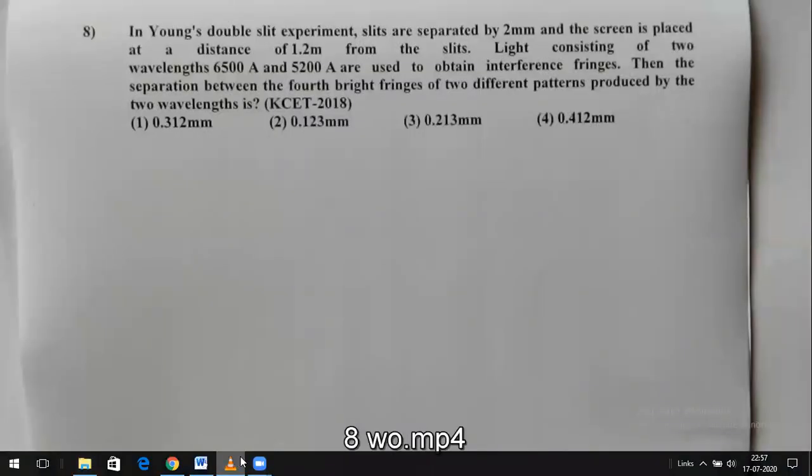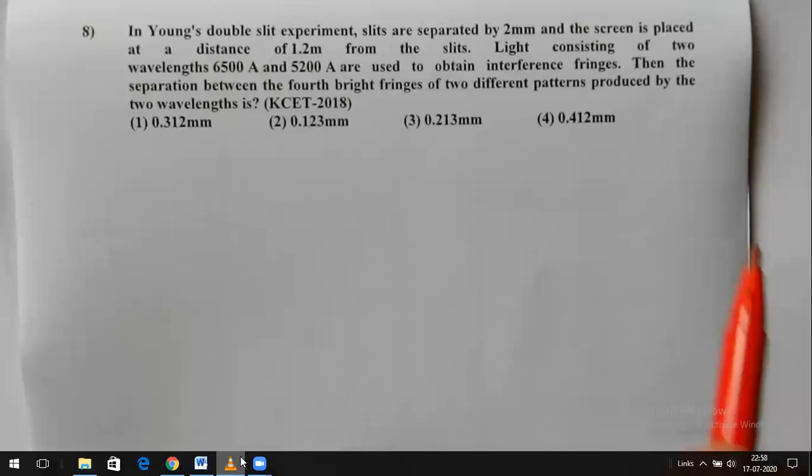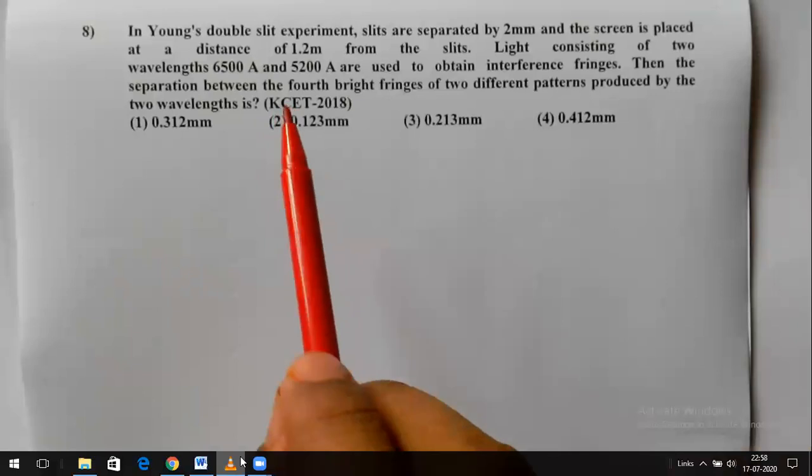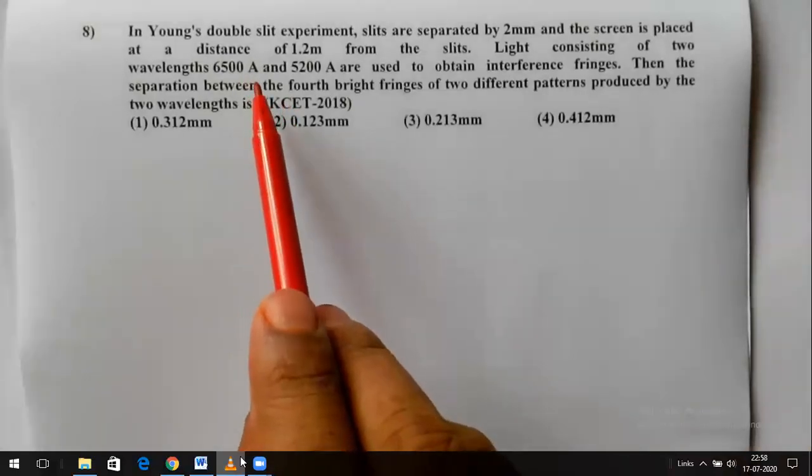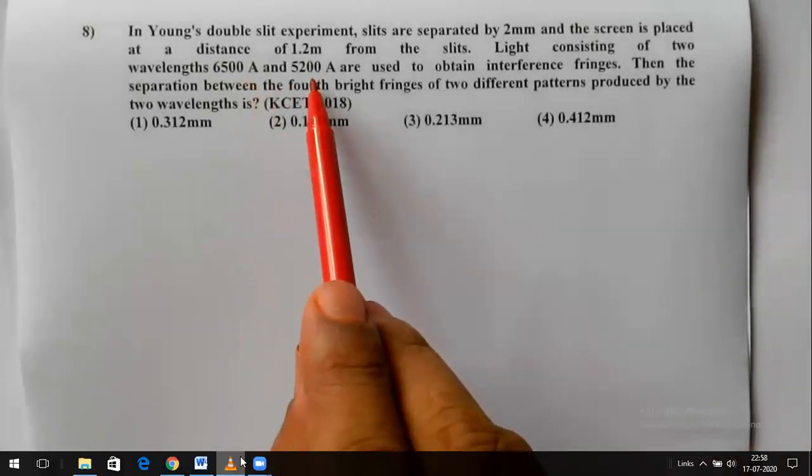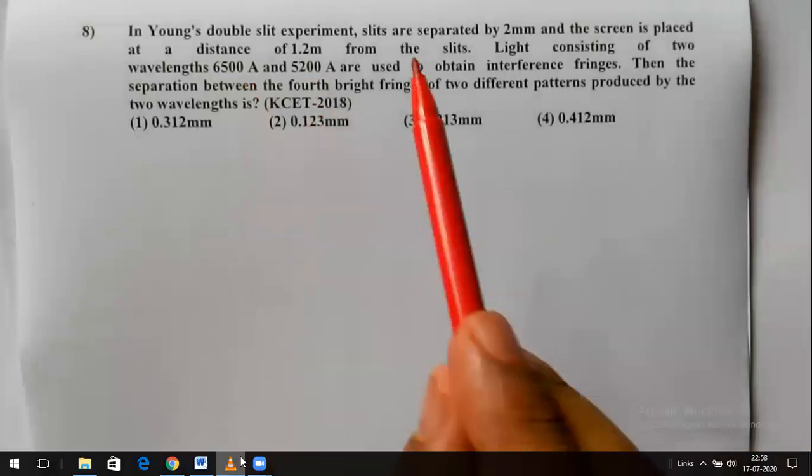In a Young's double slit experiment, slits are separated by 2 millimeter and the screen is placed at a distance of 1.2 meter from the slits. Light consisting of two wavelengths, 6,500 angstrom and 5,200 angstrom, are used to obtain interference fringes. Then the separation between the fourth bright fringes of two different patterns produced by the two wavelengths is. Now you have to find out where is the fourth bright fringe of 6,500 angstrom and where is the fourth bright fringe of 5,200 angstrom. What is the separation between them?